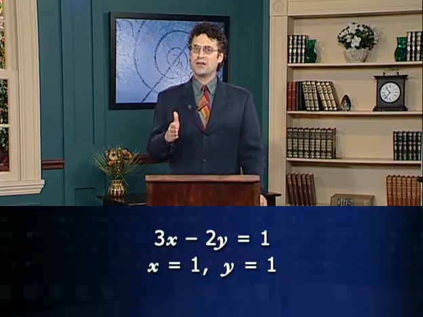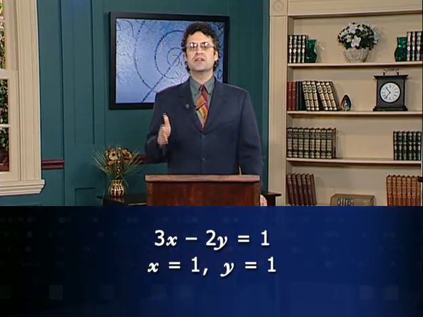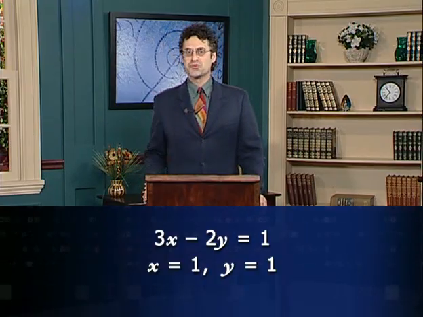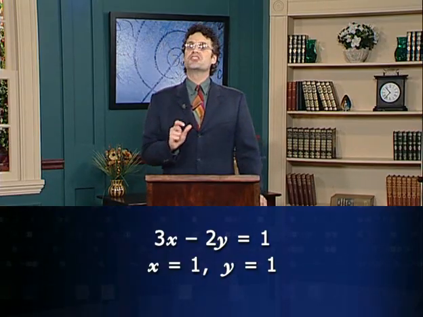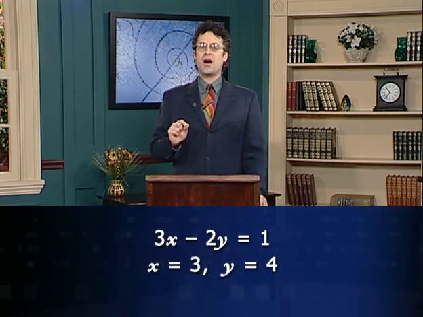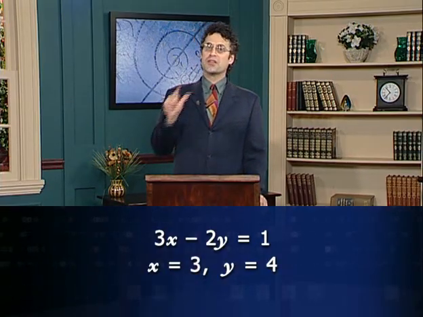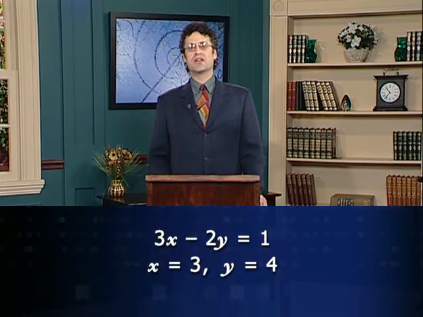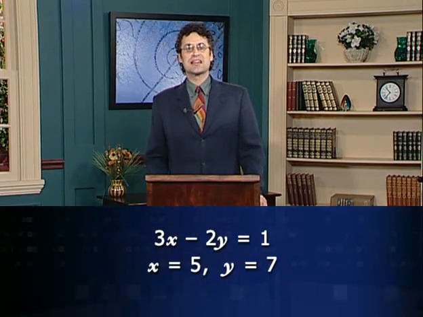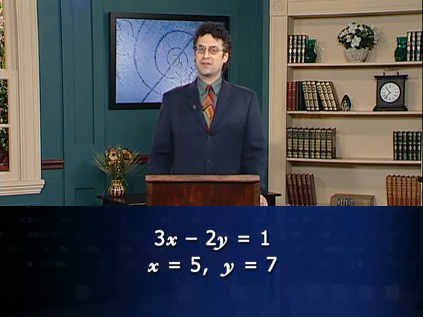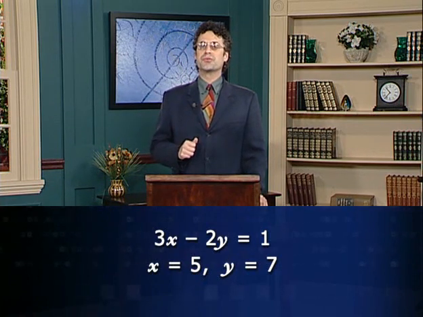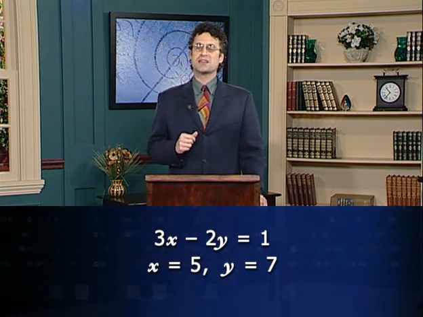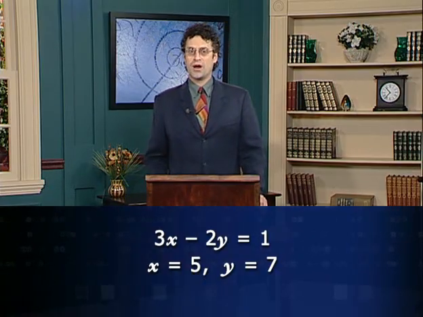Notice 3 times 1 minus 2 times 1 equals, well, 3 minus 2, which is 1. So it's a solution. In fact, so is x equals 3, y equals 4, because if I plug those values in, I would see 9 minus 8, which still yields 1. In fact, so is the solution x equals 5 and y equals 7. 5 times 3 is 15, minus 14 yields again 1.